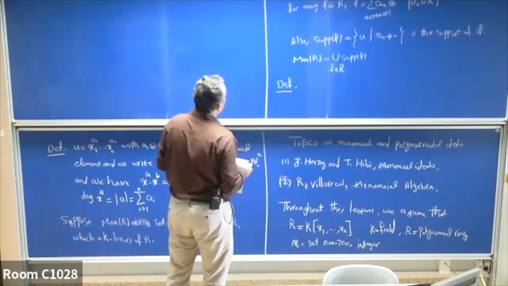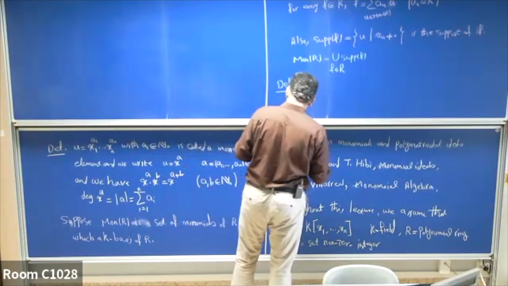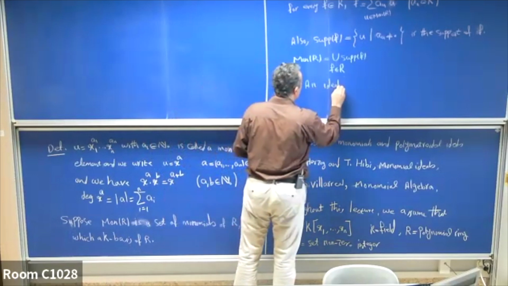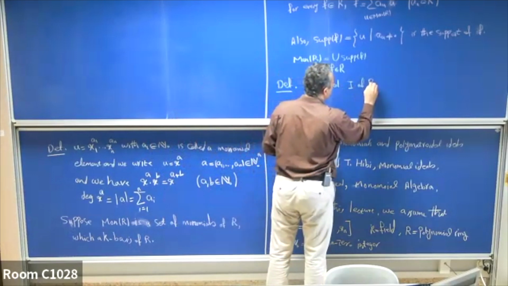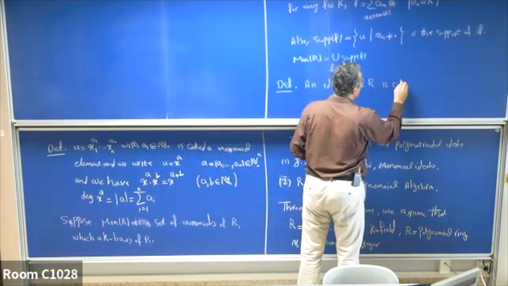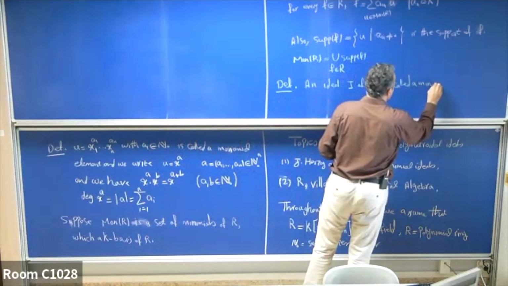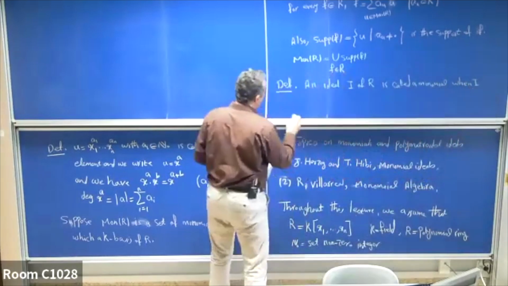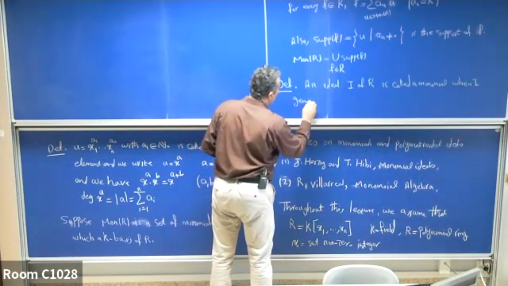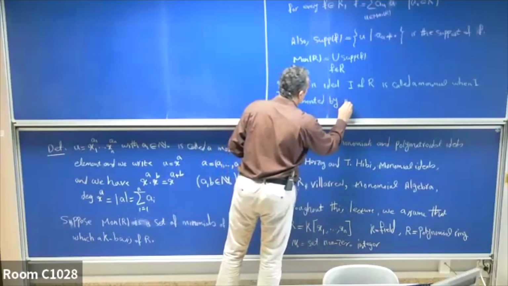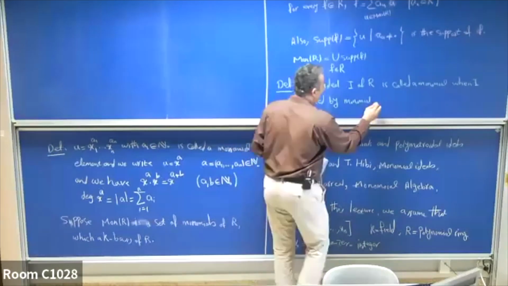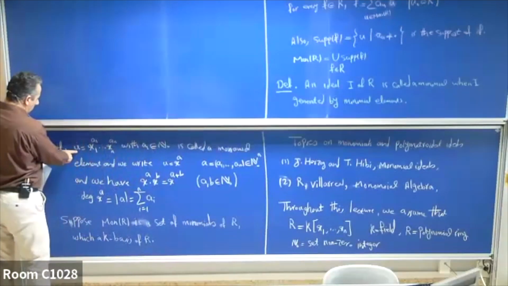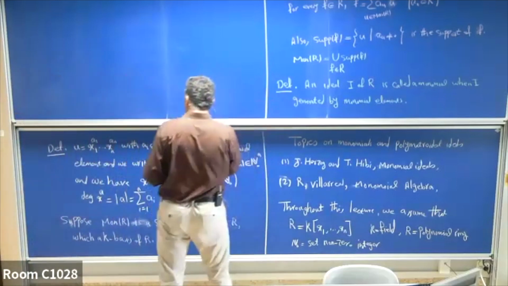And also, what is the meaning of monomial ideal? An ideal I of R is called monomial when I is generated by monomial elements. So if you look at this, this is a monomial element, and I is generated by these monomials.